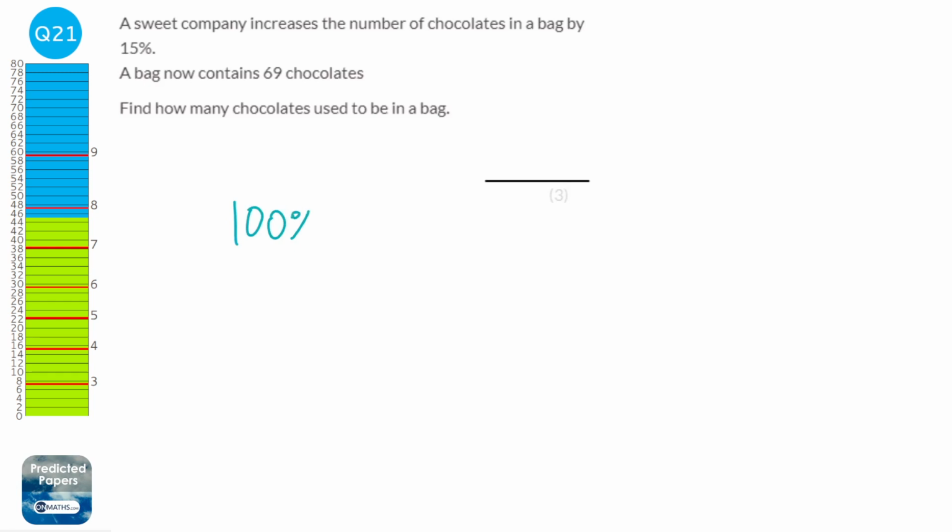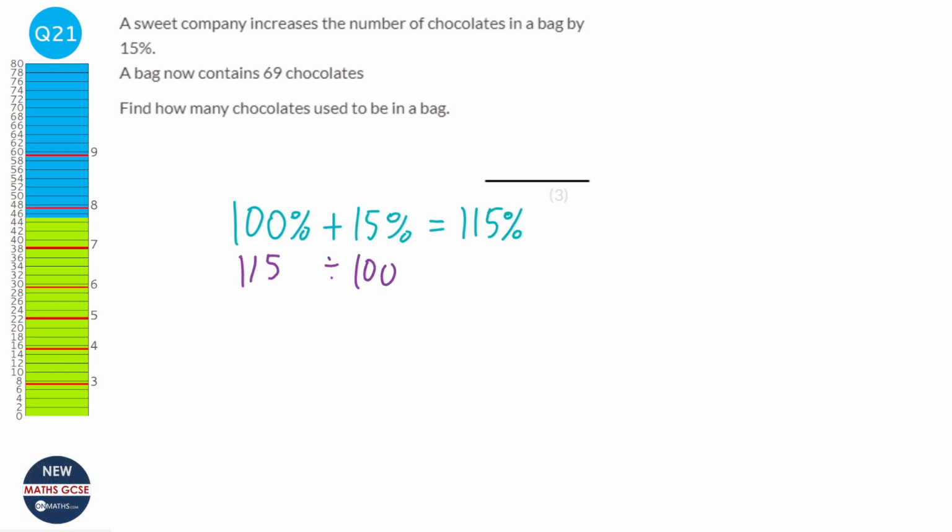So they started off with 100% and they added 15%, and therefore they ended up with 115%. And to find that as a multiplier, we get the 115 and divide it by 100, and that gives us 1.15. So that is the multiplier they used.